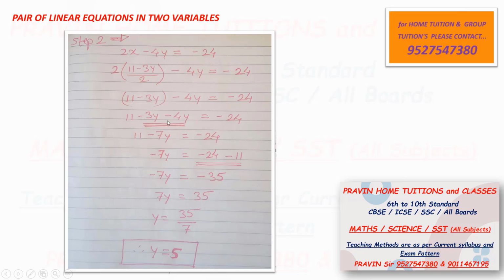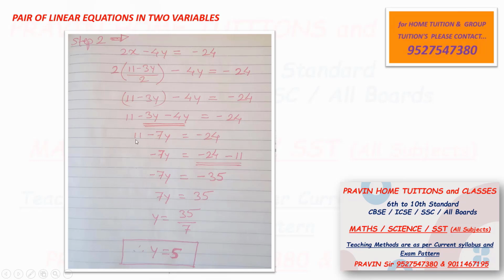Now remove the brackets. 11 minus 3y minus 4y is equal to minus 24. Now from these two y terms, do the mathematical operation. 11 minus 3y minus 4y is minus 7y. So 11 minus 7y is equal to minus 24.